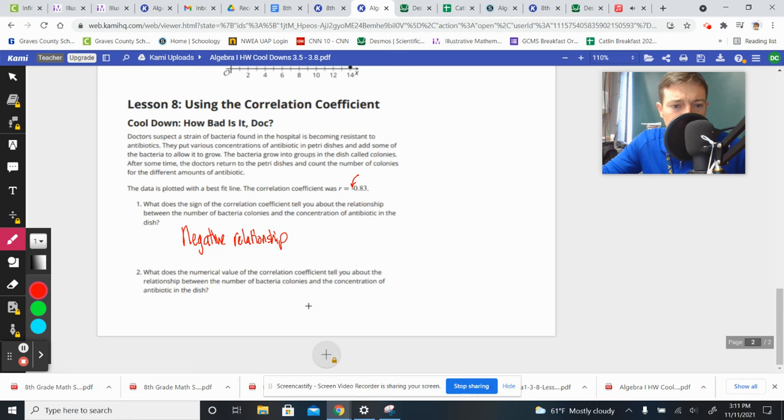I'm not going to write all of that down, but I do expect you to have some type of intelligent response here, and probably more than just writing negative relationship. Make this a complete sentence, okay? But you guys should be able to handle that, understanding what we discussed today in class.